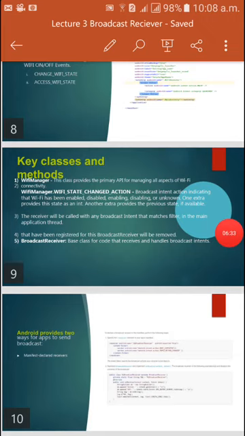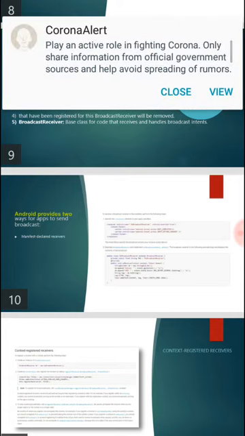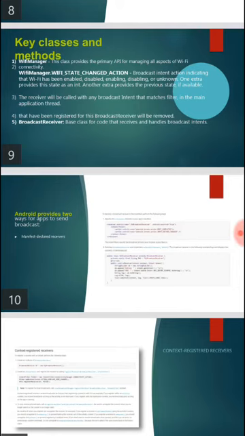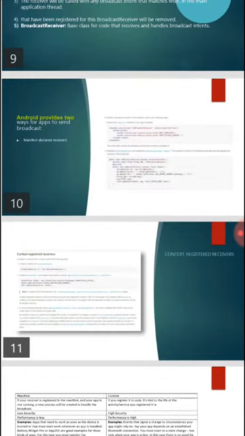The key classes and methods are, as you are seeing, the WifiManager class, which provides the primary API for managing all aspects of Wi-Fi connectivity. WifiManager.WIFI_STATE_CHANGED_ACTION is the broadcast intent action indicating that Wi-Fi has been enabled, disabled, enabling, disabling, or unknown. One extra provides this state as an int, and another extra provides the previous state if available. This receiver will be called with any broadcast intent that matches the filter, and the base class for code that receives and handles broadcast intents is BroadcastReceiver.